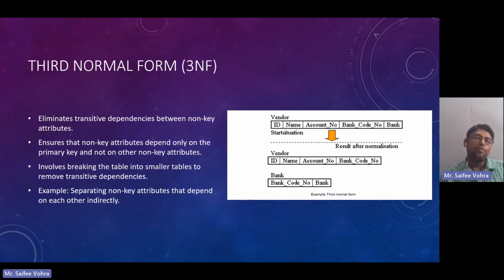So what does the third normal form say? Third normal form says that there should be no transitive dependency. Transitive dependency means there should be no non-key attribute depending on another non-key attribute. Consider this table here. Bank is dependent on bank code number. This is a violation of the third normal form, and so for that we need to create a separate table.